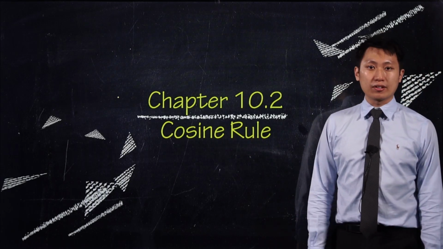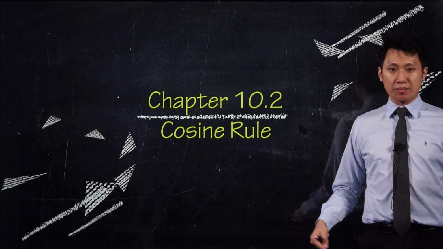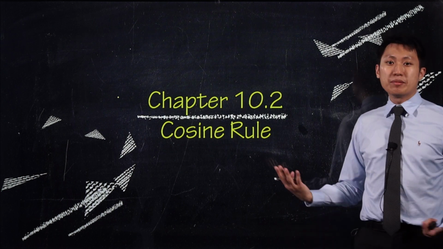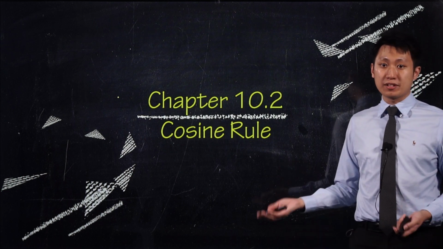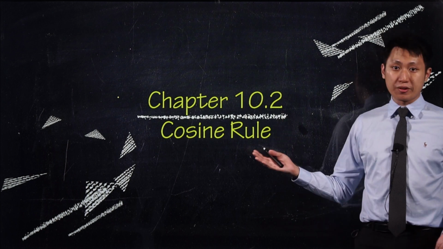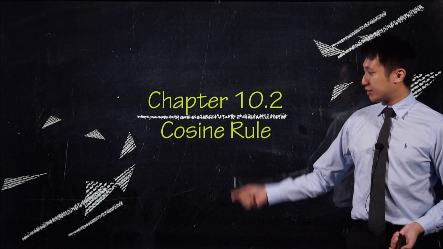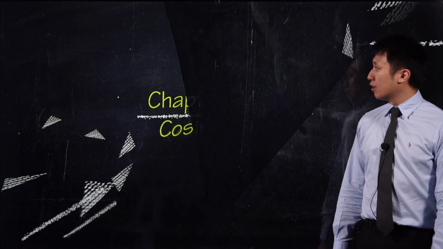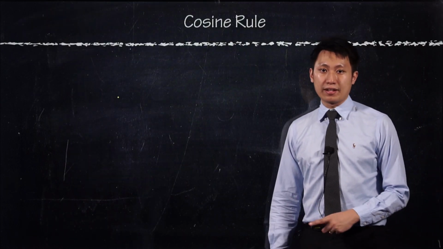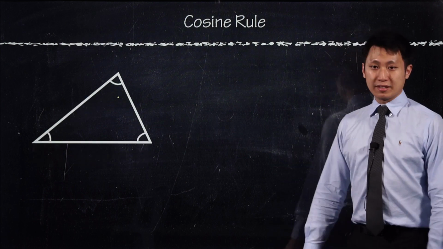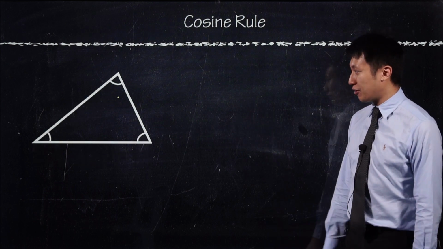Today we're going to talk about cosine rule. Previously we have talked about sine rule, and I think the most difficult part in sine rule is the ambiguous case, and it gets a little bit confusing. Alright, so now let's talk about cosine rule. This is slightly more difficult than sine rule, but I guess it's fine after you understand the whole thing.